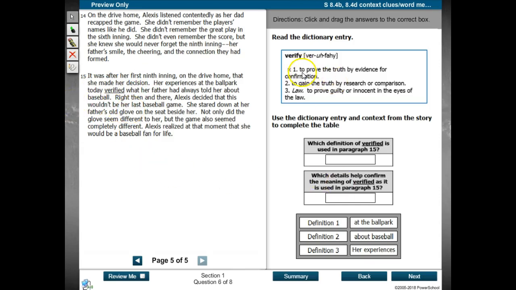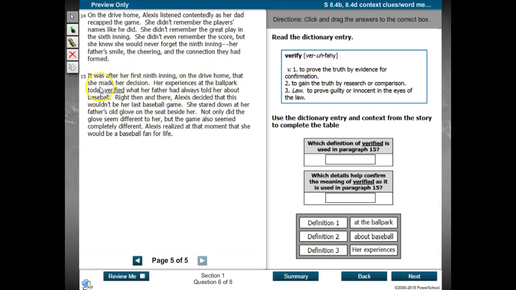So her experiences today verified what her father had just told her about baseball. So which definition of verified is this? To prove the truth by evidence, to gain the truth by research or comparison, to prove guilty or innocent in the eyes of the law, and hopefully you see that it's definitely not this one. So between definitions 1 and 2, which one is more this?